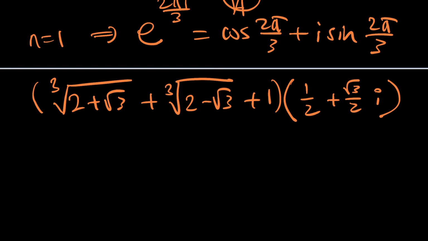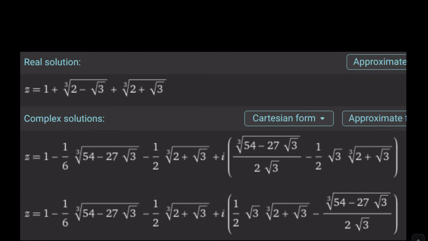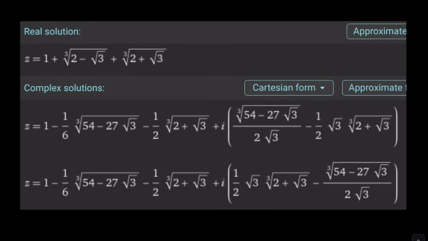Now, I'm going to show you what Wolfram Alpha provides as the solutions, because I also asked Wolfram Alpha, hey, can you solve this equation? Of course it can, because it's a basic cubic. And ta-da, the real solution agrees with us, but the complex solutions don't look very good, do they? You can go ahead and verify this with the given information.